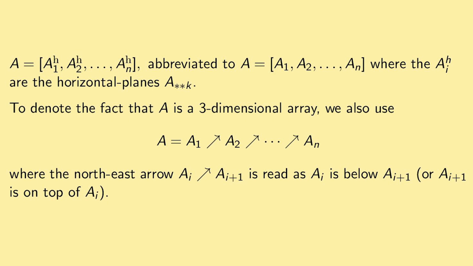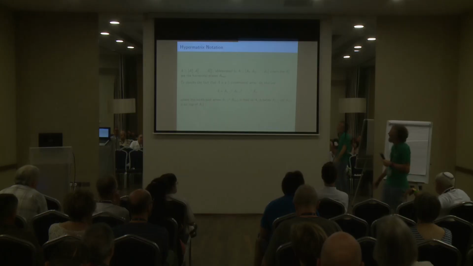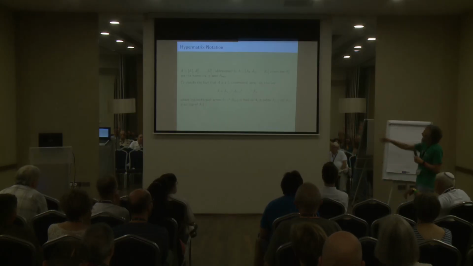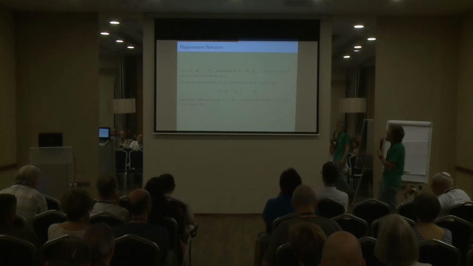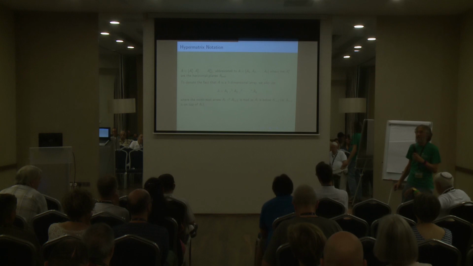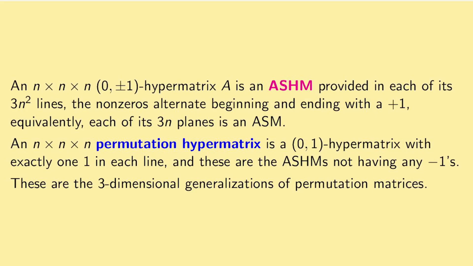And the notation I'll use is simply first level A1 below A2, below A3, etc. Or I could describe it like that, or I could describe it like this, and I have one other way, which I'm not sure which it is, okay? But you understand, okay? So that northeast arrow is read as Ai is below Ai+1 in the hypermatrix, or Ai+1 is on top of Ai, okay? Like so.